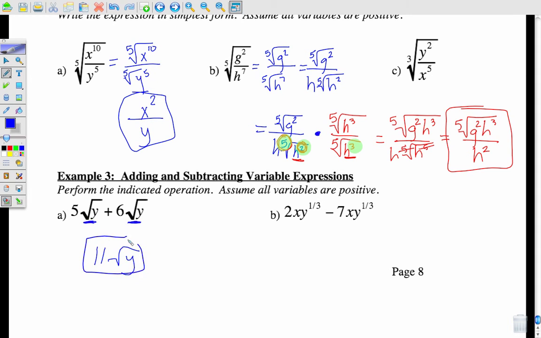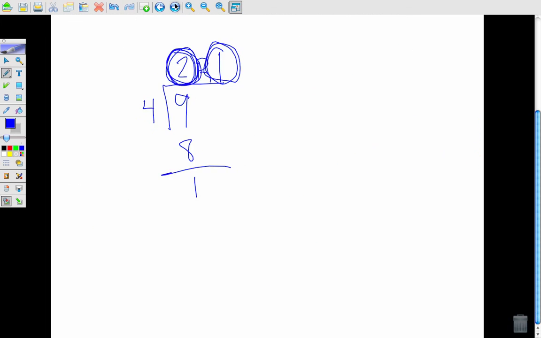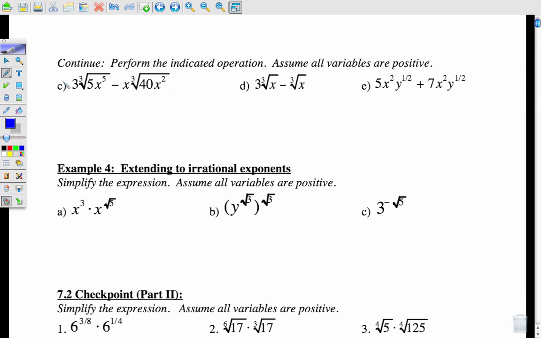So since I have 5 root y plus 6 root y, that is 11 square root of y. All I did is I added these 2 numbers out front and got 11. And I kept this root y as root y. I do not add or subtract anything with the root y. Same concept here. 2 minus 7, negative 5. These are both the same, so I just drop it down to be xy to the 1/3. Yeah? All right, next page.